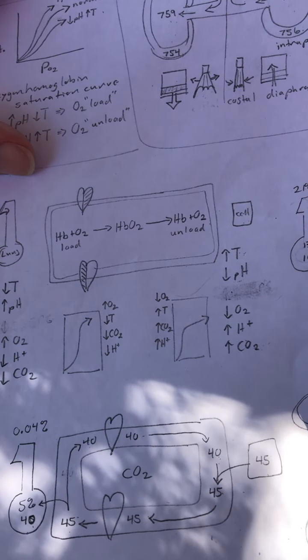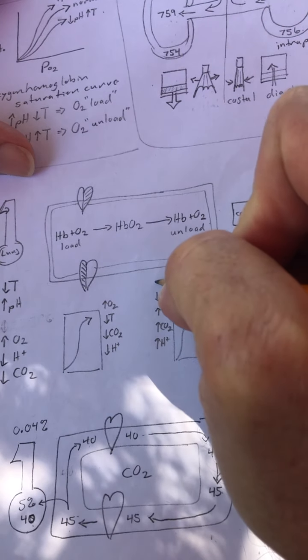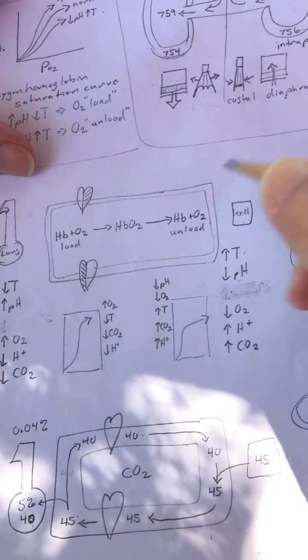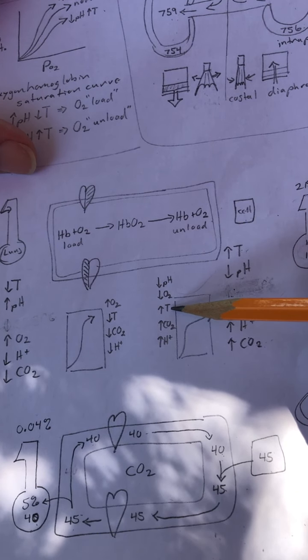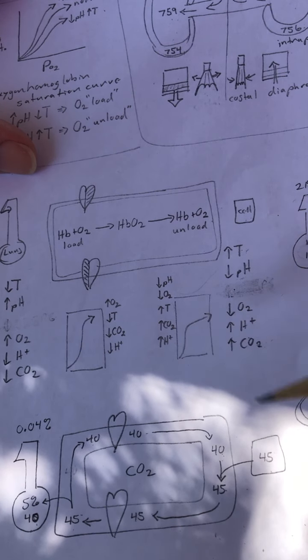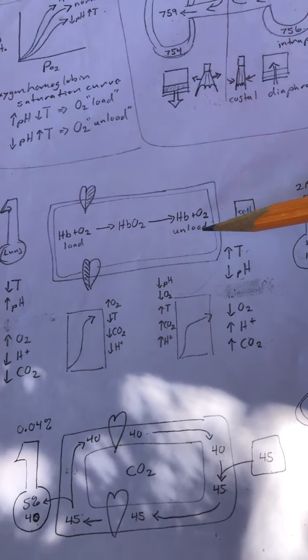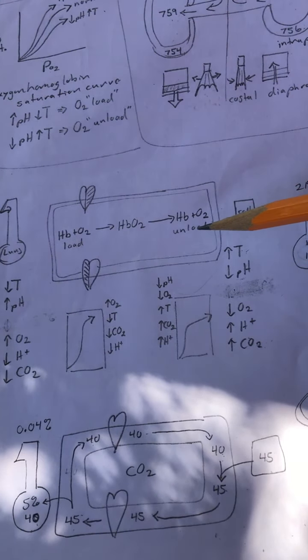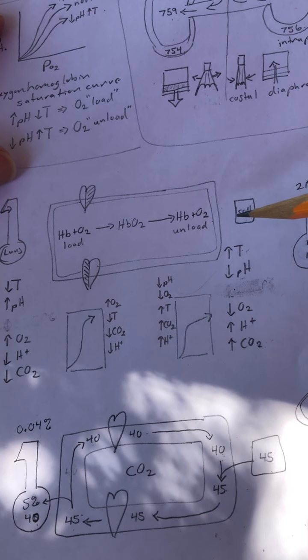So here we go. Let's sort of rearrange these things, make it a little easier to see. Next to the hard-working cells, you would have a low pH, low oxygen level, high temperature, high carbon dioxide, and high hydrogen ion concentration. These are all the conditions that assist oxyhemoglobin dissociating, that is, the oxygen being unloaded where it is needed.